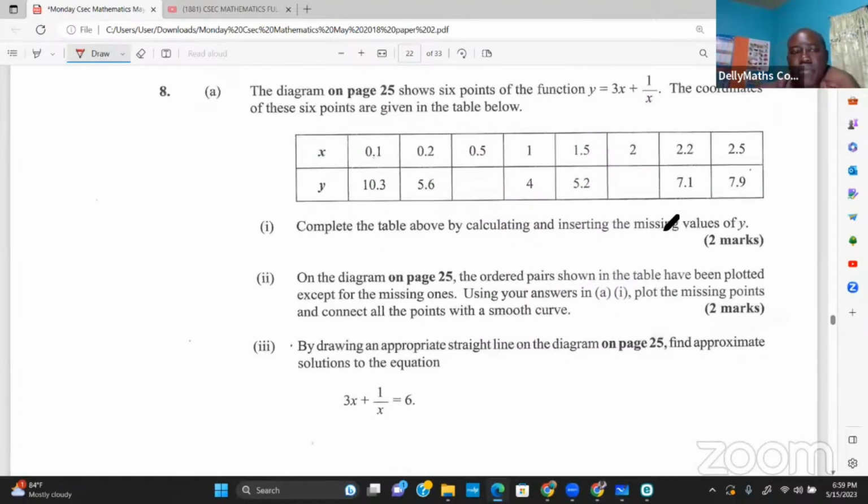All right, let's look. This time it says the diagram on page 25 shows 6 points. Here's the function y is equal to 3x plus 1 over x. It's not a quadratic. So it's not always going to be a quadratic, and it's not always going to be a straight line. It's what it is. Doesn't matter. We're going to plug these in and we're going to work.